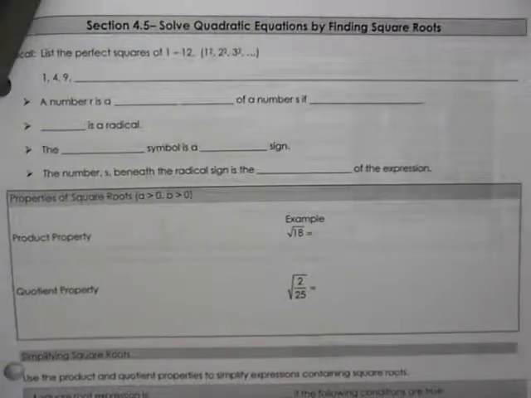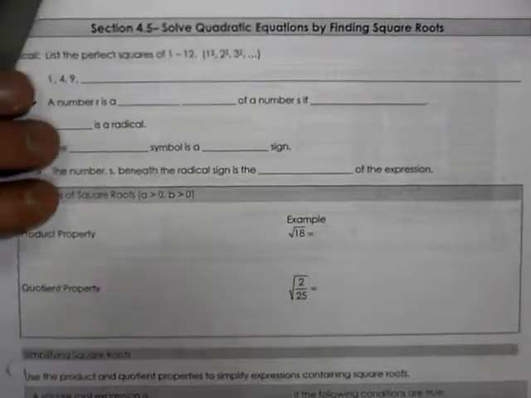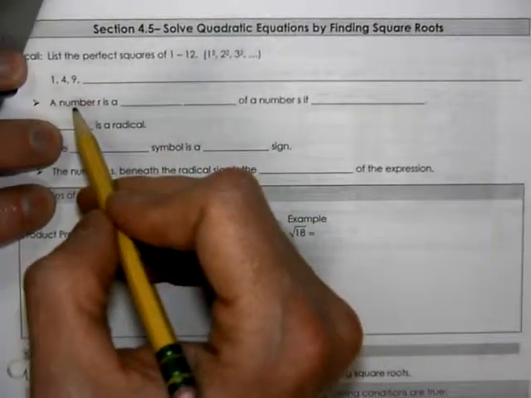This is Algebra 2 with Trig. This is section 4.5. We're looking at learning about radicals and how to rationalize the denominator. We're going to look at perfect squares.